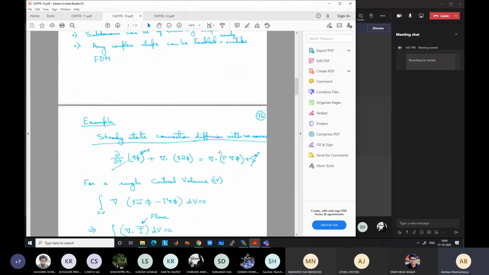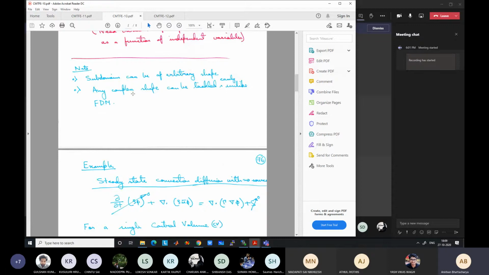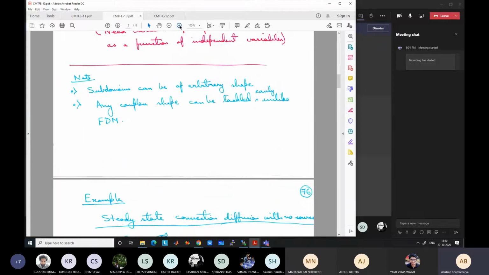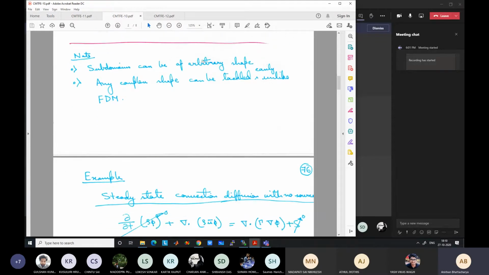Another advantage was that the subdomains or control volumes could be of any arbitrary shape, which is certainly not true for finite difference method, where you need a structured type of orientation, meaning the points should go from i equal to 1 to some value and j equal to 1 to some value. This is not required for finite volume method.